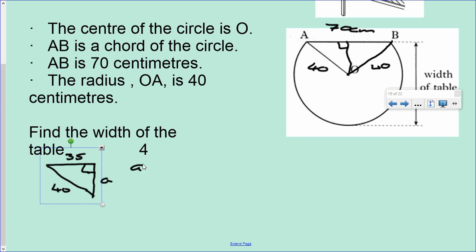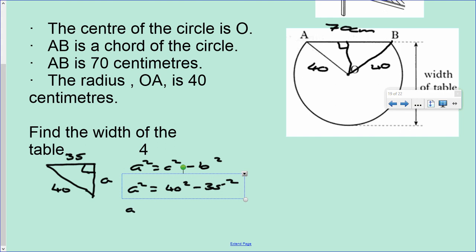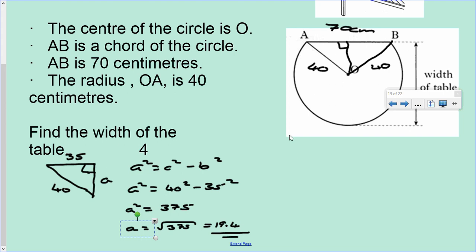So we've got Pythagoras, we'll have a squared equals c squared, take b squared. a squared equals 40 squared, take away 35 squared. a squared equals 375. So we need to take the square root of that, and it gives us 19.4.